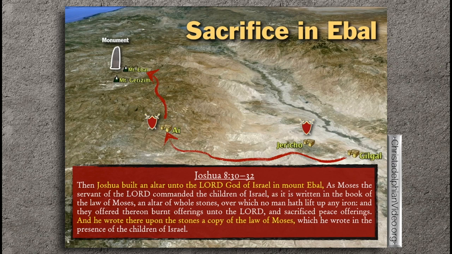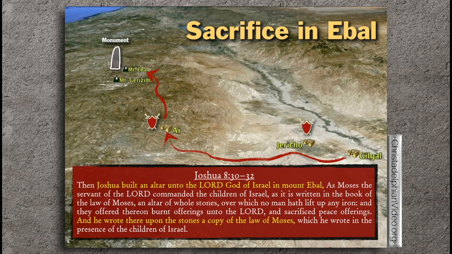And it's there, of course, in chapter 8, that they built an altar to Yahweh, the God of Israel, in Mount Ebal, as Moses, the servant of Yahweh, commanded the children of Israel, as it's written in the book of the law of Moses, in Deuteronomy, of course. And there, it's an altar of whole stones, which no man had lifted up any iron, and they offered thereupon burnt offerings unto Yahweh, and sacrificed peace offerings, and wrote there upon the stones a copy of the law of Moses, which he wrote in the presence of the children of Israel.